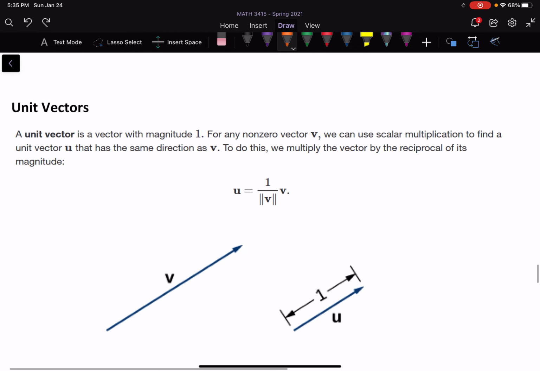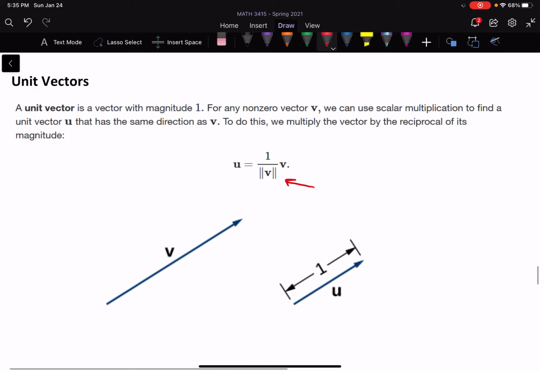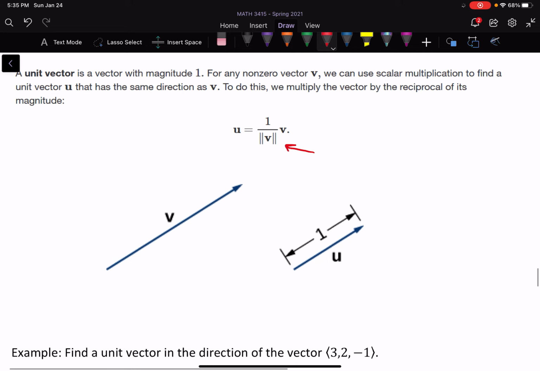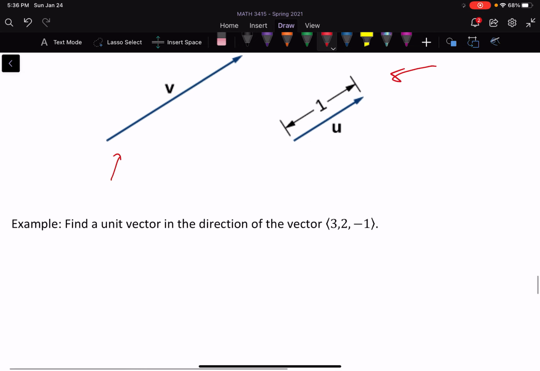Okay, so here we go. For example, if the vector was magnitude 2, we would multiply it by 1 over 2. If it was magnitude negative 100, we'd multiply it by 1 over negative 100. And that's how it works. Here's a picture of a unit vector. Here's a picture that's supposed to not be a unit vector.